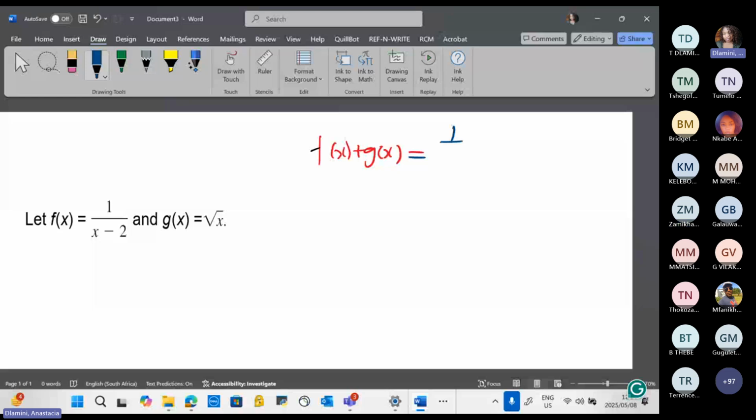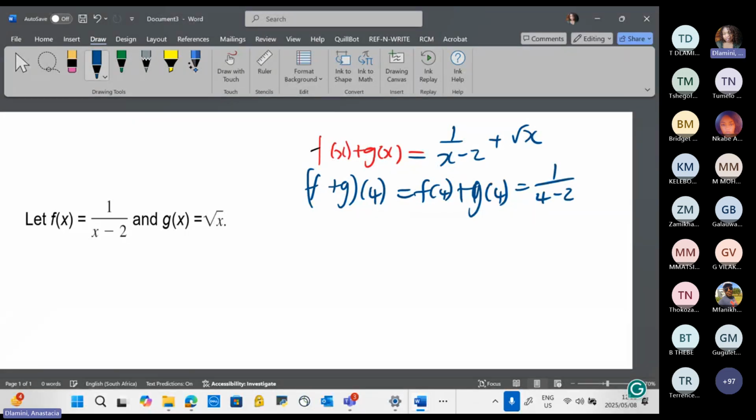So this is the same as f of 4 plus g of 4, which equals 1 over 4 minus 2 plus the square root of 4. We know that this is 1 over 2 plus 2. And what do we know the answer here? It's 5 over 2. Remember, we're not using calculators for this module.